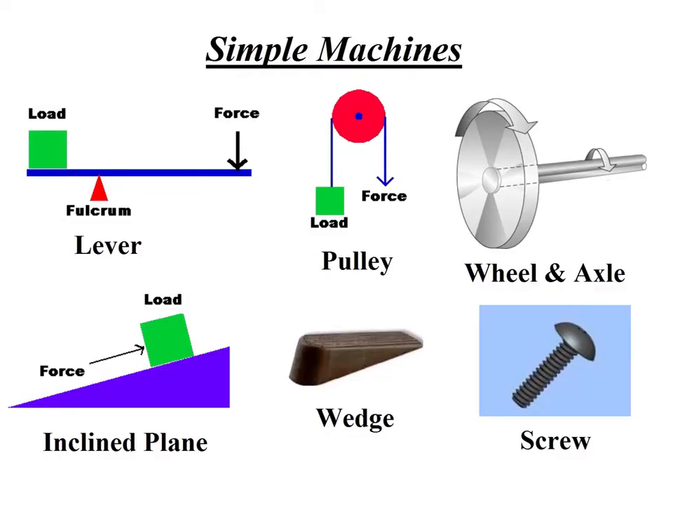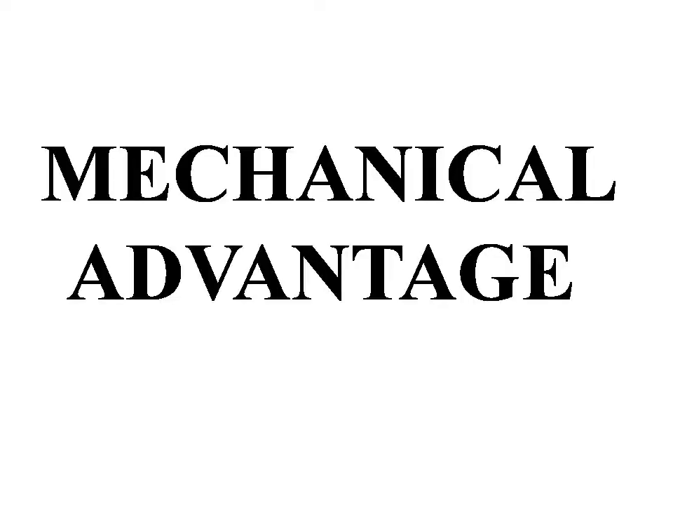The 6 machines are the lever, the pulley, the wheel and axle, the inclined plane, the wedge, and the screw. And more complicated machines, the kind of things that you probably think of when you think of machines, are often combinations of these different simple machines put together.